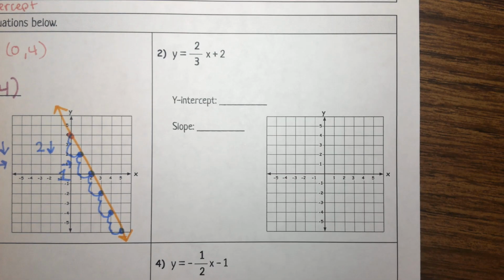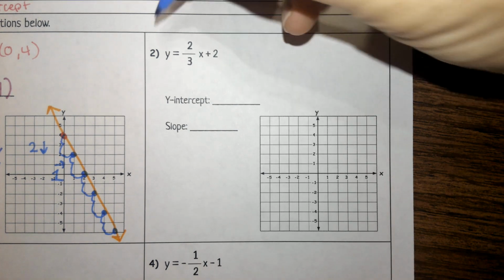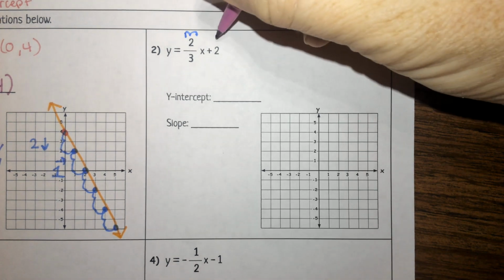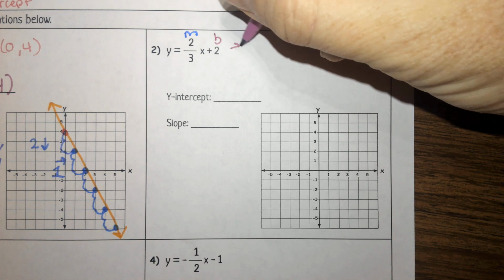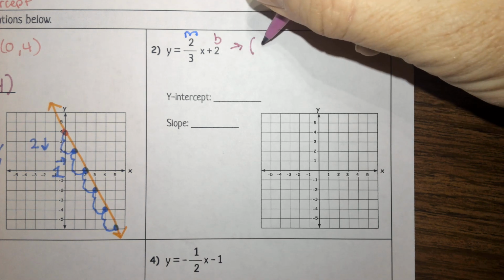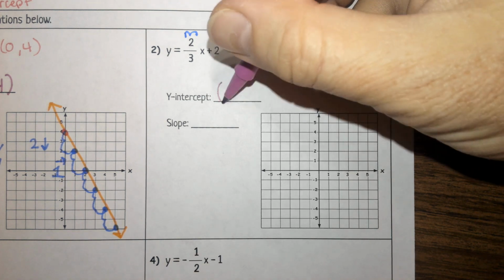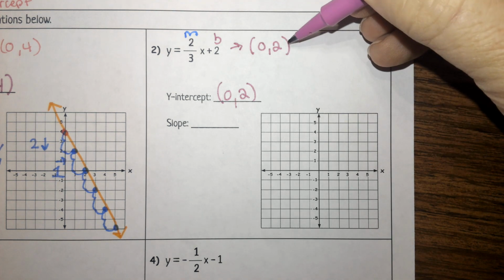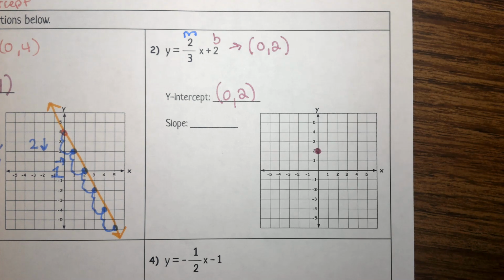So let's go to number 2. So we can label this one as well. So we have m is right here, b is right here. So our b, of course, is where we begin our graph. So our b is going to be (0, 2). So I can go ahead and write that right here if you want. So (0, 2). So because that's the y-intercept, I go to the y-axis, go to 2, put a point.